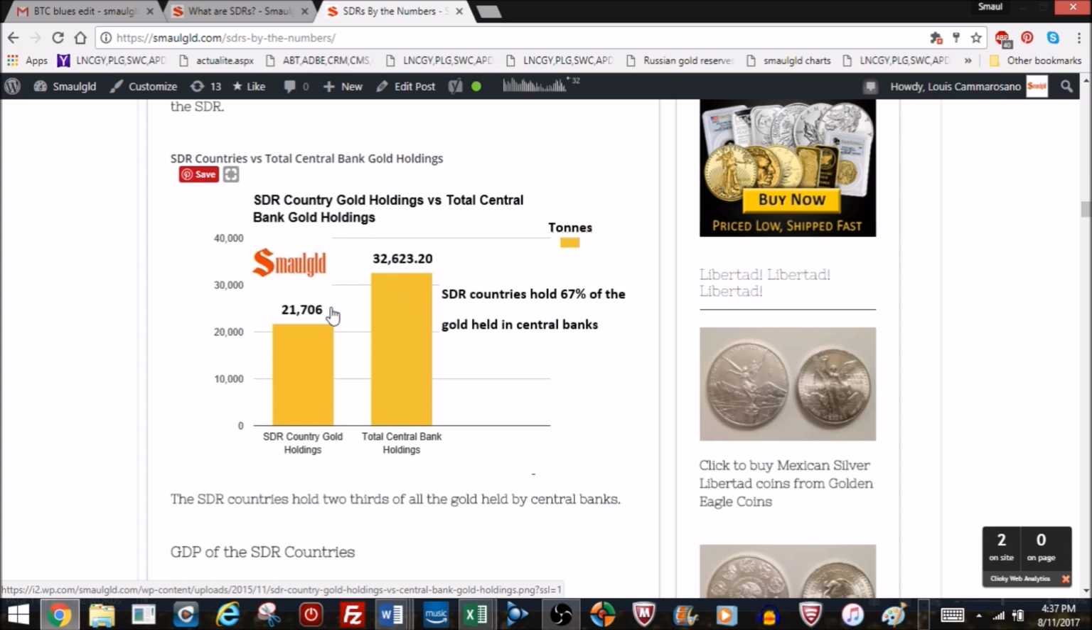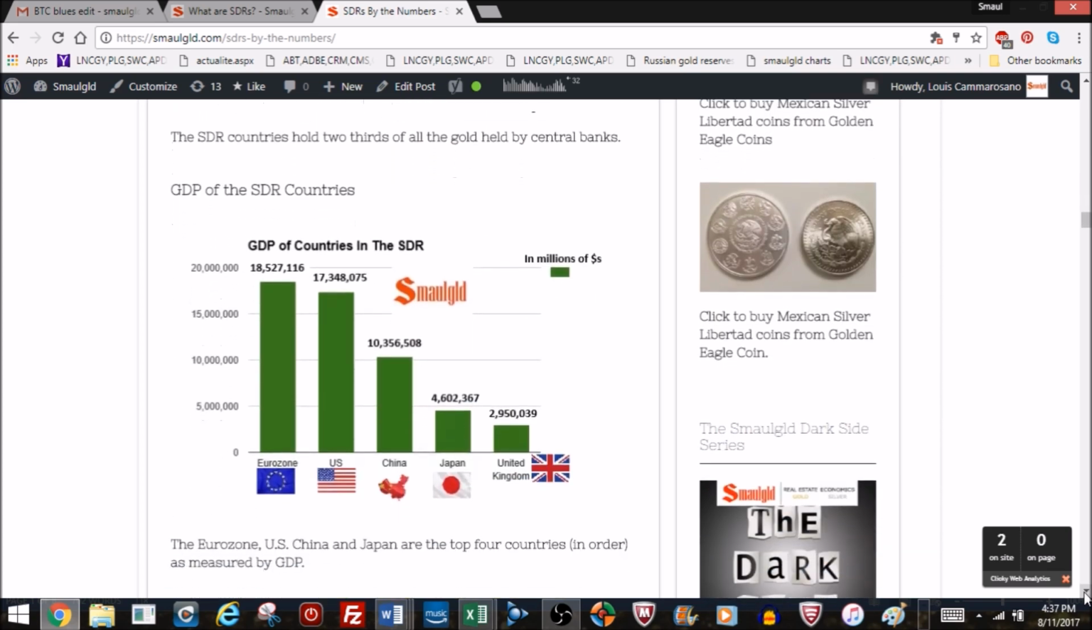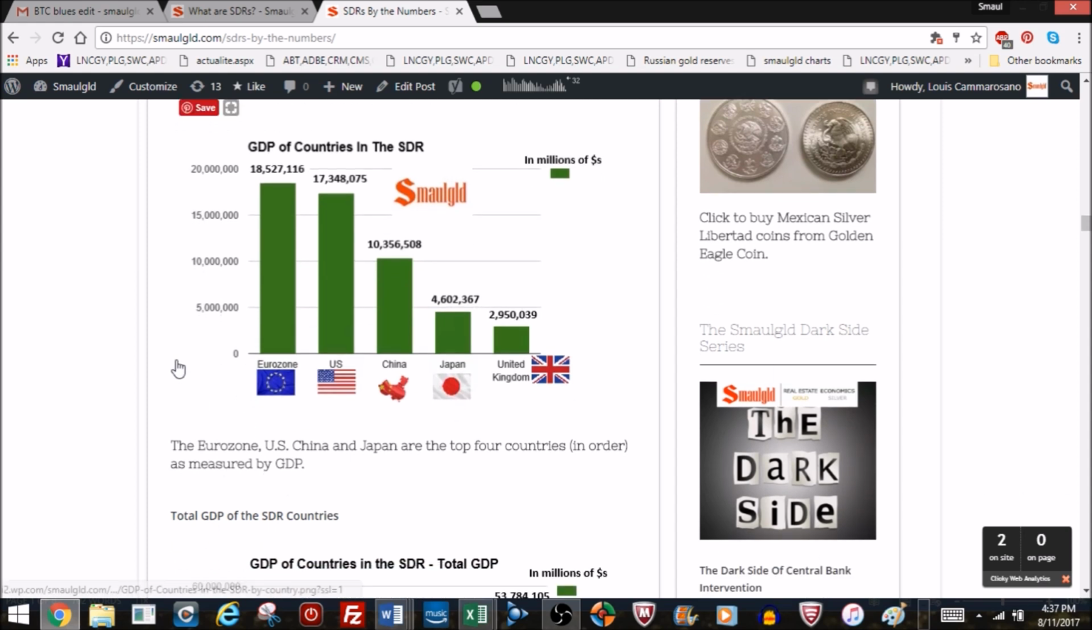So these numbers, I didn't update the chart, but are pretty much where they were, meaning the SDR countries have about 2/3 of all the gold in the central banks. Let's take a look at the GDP. See, Europe has a reason to feel slighted because they have a larger GDP than the US, but they have a far lower percentage of the SDR.